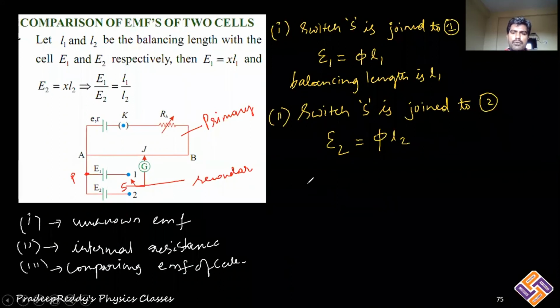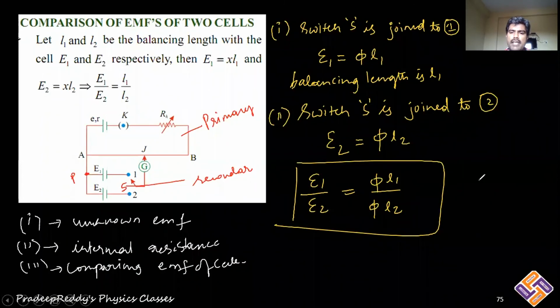Now take ratio of these two. E1 by E2 is equal to pi L1 divided by pi L2. Pi and pi get cancelled. L1 and L2 values you can know. You will be simply measuring these lengths L1 and L2 using a scale. You will be substituting those lengths over here. You will be getting the ratio of the unknown cells. Okay, so like that you can find out the EMF of an individual cell. You can compare the EMF of the two given cells using a potentiometer, and even you can find out the internal resistance of the given cell in the primary circuit. This is the third application.